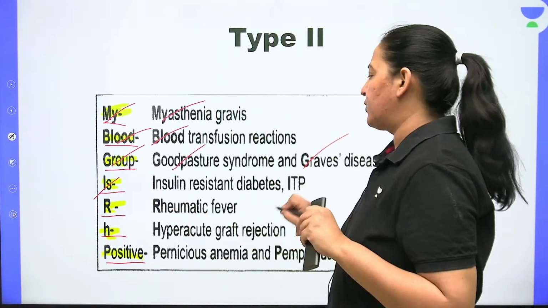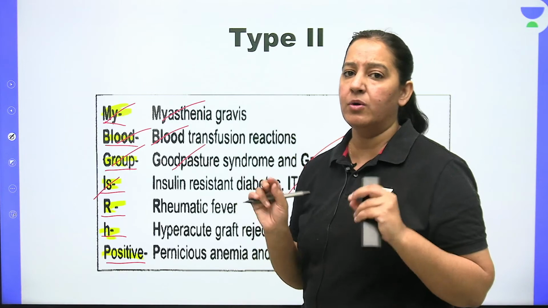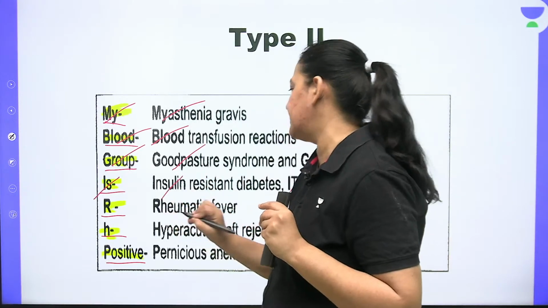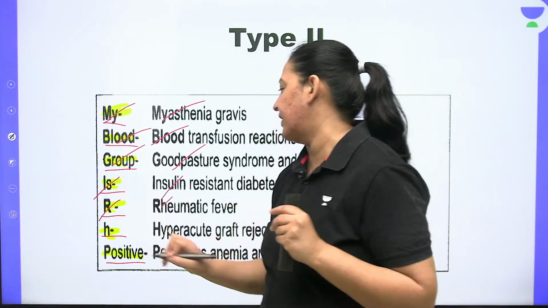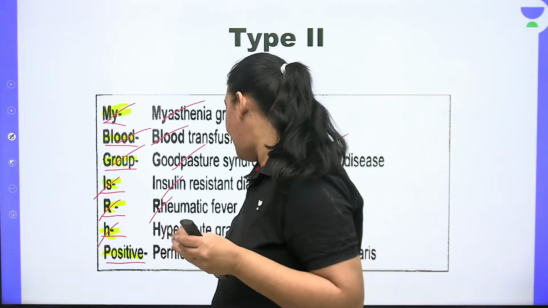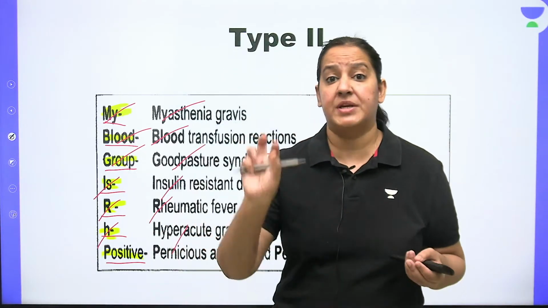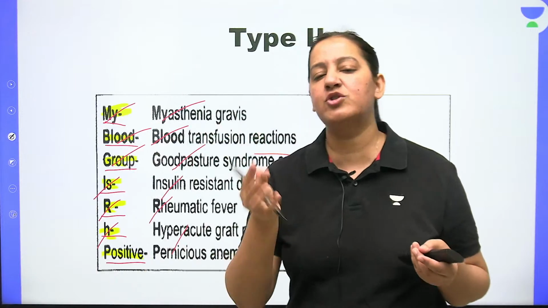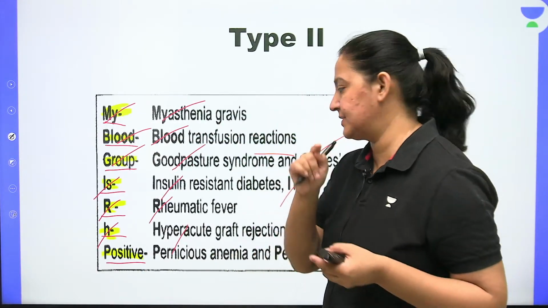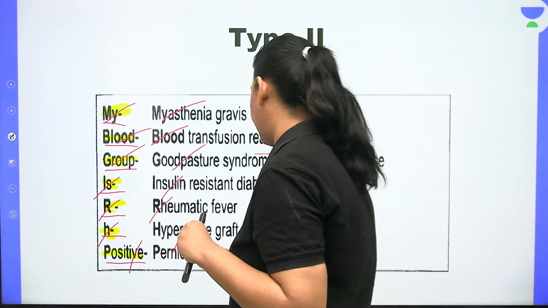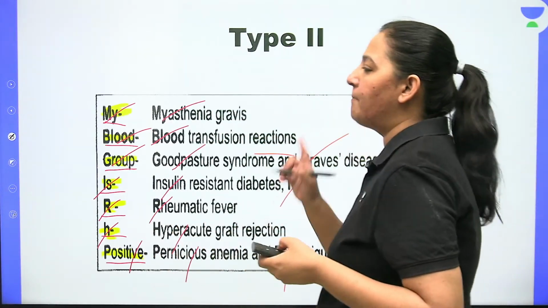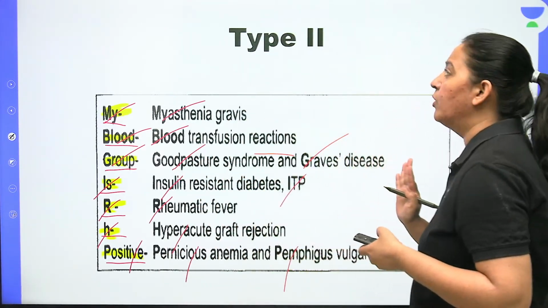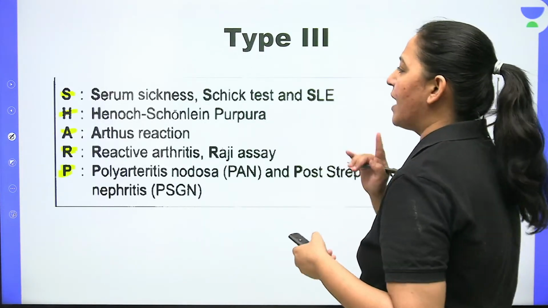I again stands for two things. One is ITP, you know what is immune thrombocytopenic purpura, and I is also insulin resistant diabetes. R is rheumatic fever. You know what is rheumatic fever. H is hyperacute graft rejection. There are three types of graft rejection: hyperacute, acute, and chronic. Out of the three, hyperacute one is type 2, and the remaining two, that is acute and chronic, are examples of type 4. Right? P stands again for two things: pernicious anemia and pemphigus vulgaris. So my blood group is Rh positive. That is the thing I must tell you for type 2. Let me come to type 3. For type 3 also I have a mnemonic for you.